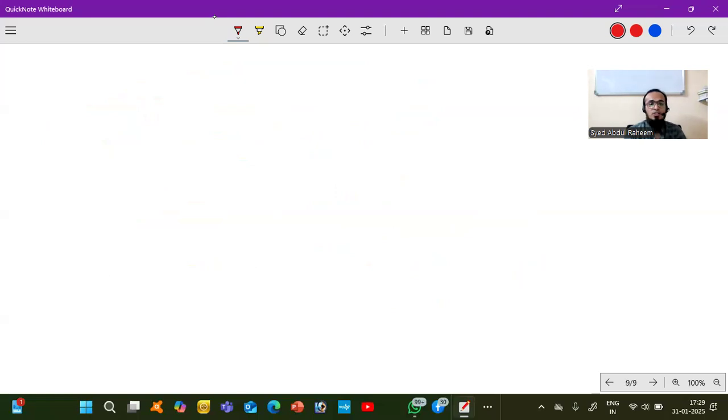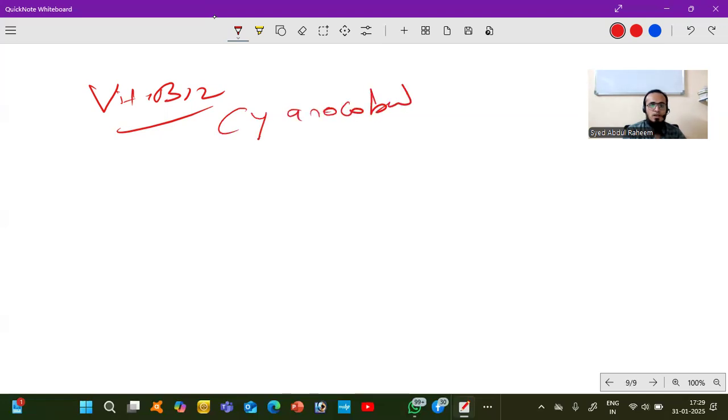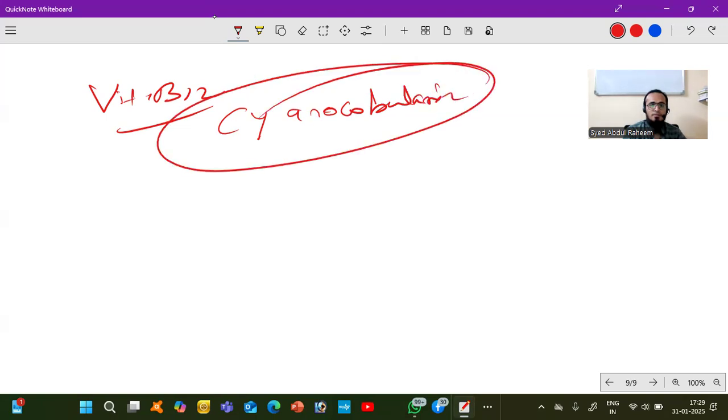So next, vitamin B12, very, very important. What is the other name of vitamin B12? That is cyanocobalamine. Very important. It was discovered in 1948, first thing. And it has a cobalt atom, so that's the reason we call it cyanocobalamine.